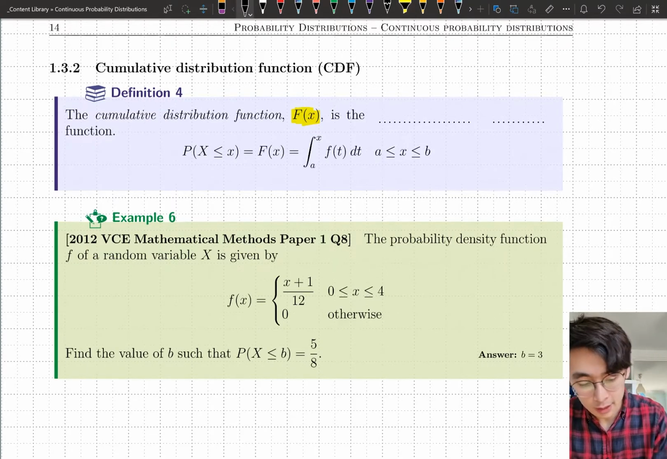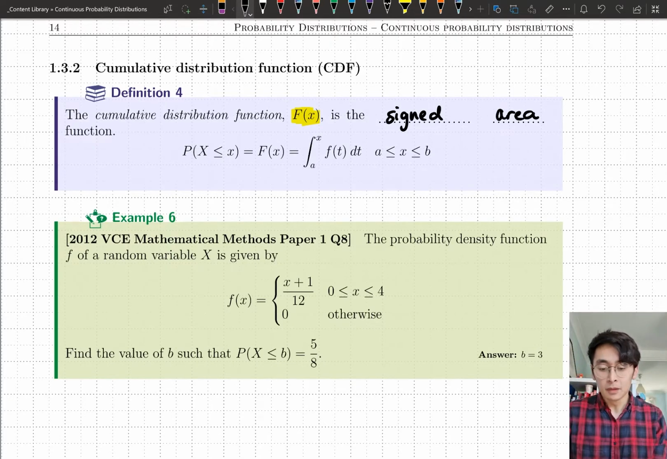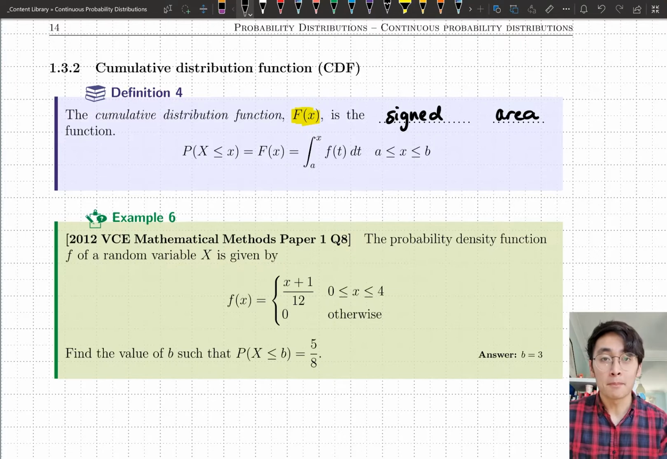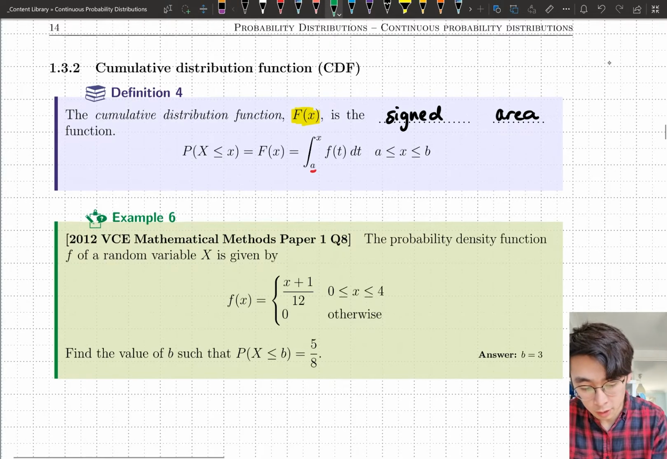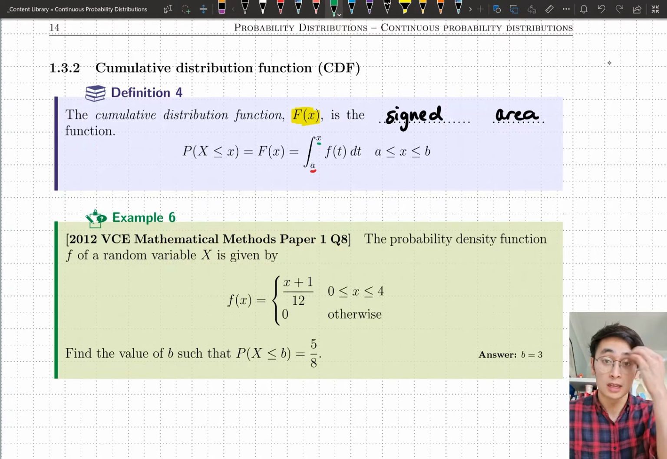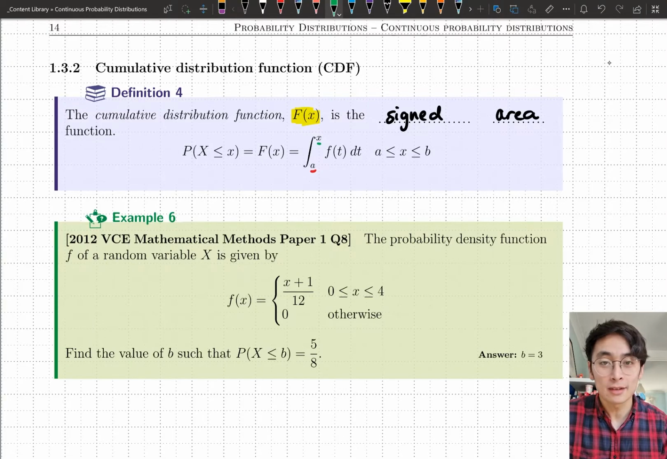Now, this is the signed area function. So here, and below, we have P of big X, so the random variable is less than a score, x, is equal to big F of x, so the primitive, and that is just the integral from a all the way up to x of my function f of t dt. What this actually means is when I integrate my probability density function, which we looked at last lesson, that gives me the cumulative distribution function.